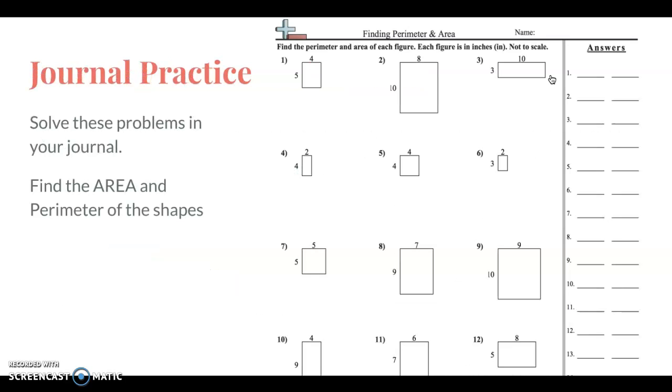Here is a journal practice page. I also have these pages printed out, and you can grab one from the in bin and solve it on there, or you can simply just solve these problems in your journal. Make sure to find the area and perimeter of the shapes, and don't forget to label your units.